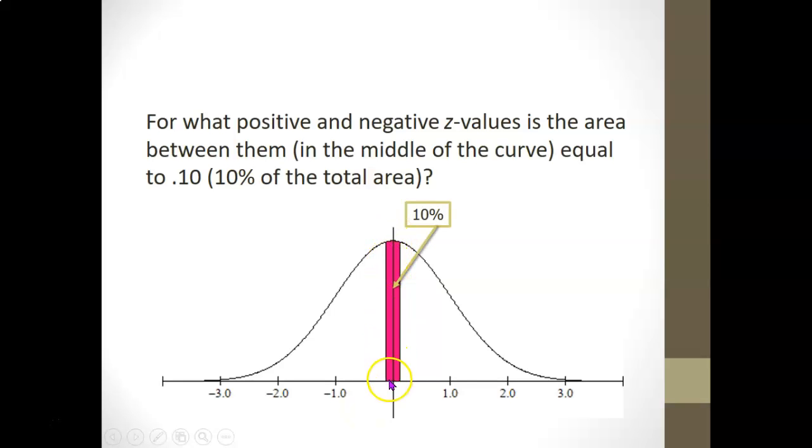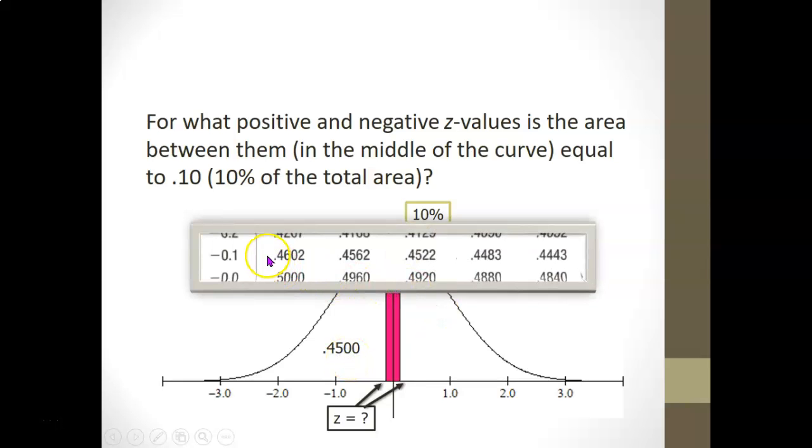So if we got the middle 10% here, and we're looking for the z's that mark off that middle 10%, if this is 10%, that means there's a total of 90% outside this narrow middle strip here. 45% is over here on this side, and then the other 45% would be over here. So this z right here would be the z that has 45% of the area to the left of it, or 0.4500 if we're looking on the table.